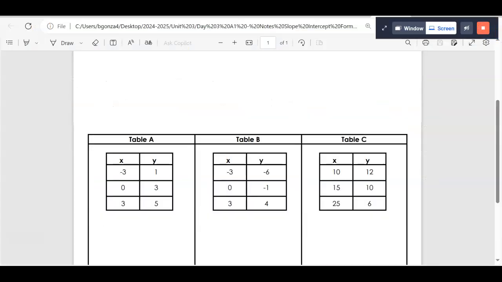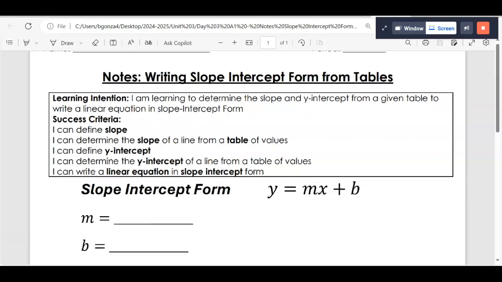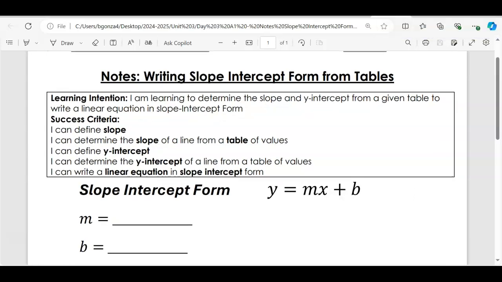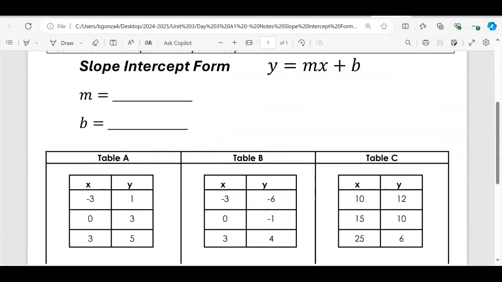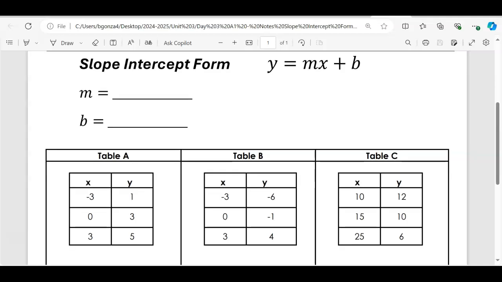All right, take a look at this. Writing slope-intercept form from tables. Remember this from the last class? y = mx + b. That is your slope-intercept form. What does m stand for? Slope, right? M is like mountain. M for mountain, slope.